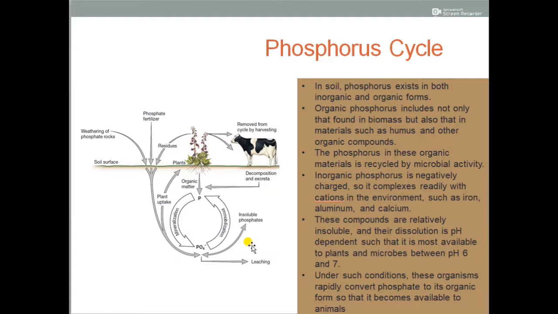And so some plants as well as microbes will produce various enzymes which will help in the dissolution of this insoluble inorganic phosphate, and make it soluble. Now you might think how come the plants have it? Associated with the plants there are various microbes, and these are the microbes which are mainly involved in the phosphate solubilization within the soil. And under such conditions, these organisms rapidly convert the phosphate into its organic form, so that it becomes available to the animals also.